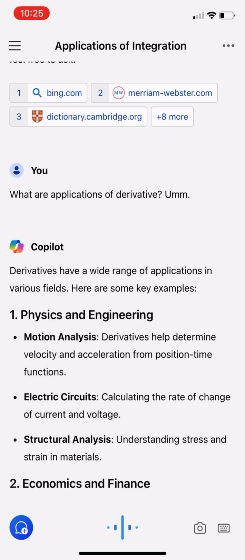Electric circuits. Calculating the rate of change of current and voltage. Structural analysis. Understanding stress and strain in materials. 2. Economics and finance. Marginal analysis. Determining marginal cost, revenue, and profit.